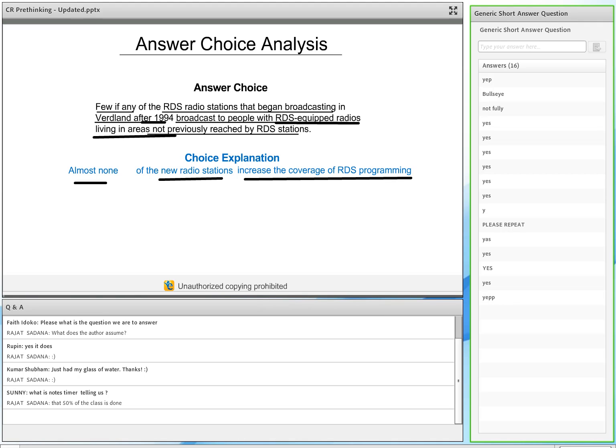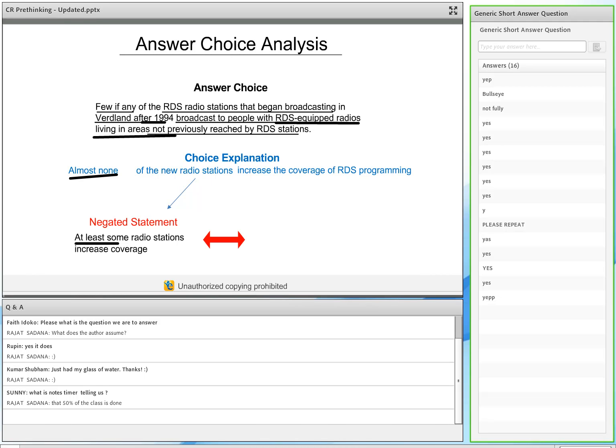Okay, this is what this answer choice is saying. Remember our assumption was that the new radio stations don't increase the coverage, and this is what this answer choice is saying. So if we did the pre-thinking right, we'd really just choose it and not even worry about the rest. The negated statement is that at least some radio stations increase coverage. The negation of almost none is at least some radio stations increase coverage.